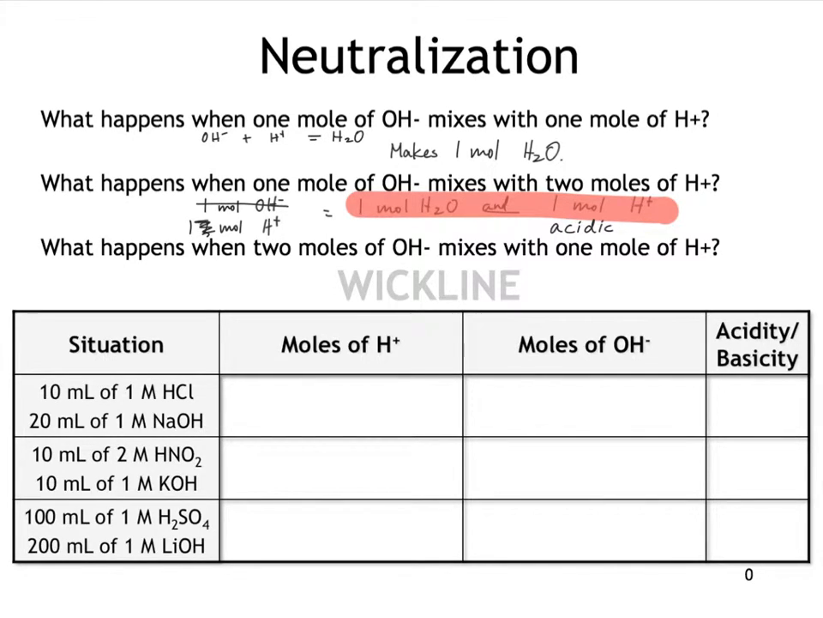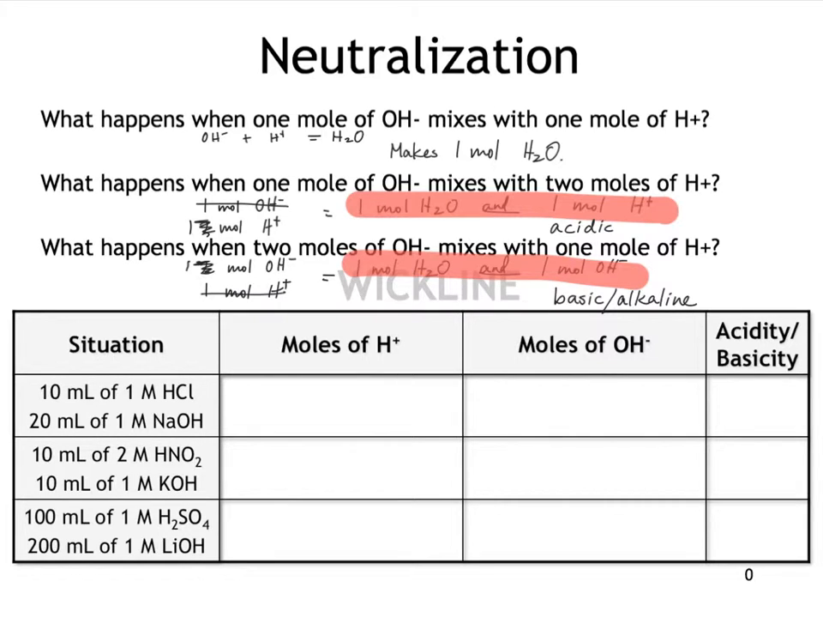Let's try another one with an opposite example. What happens when you have 2 moles of hydroxide mixed with 1 mole of hydrogen? So 1 mole of hydrogen will mix with 1 mole of hydroxide, leaving you with 1 mole of hydroxide left over, but also you'll get a mole of water. So I'll highlight that. We have a mole of water and a mole of hydroxide left over, which means that the overall solution here is basic or alkaline.